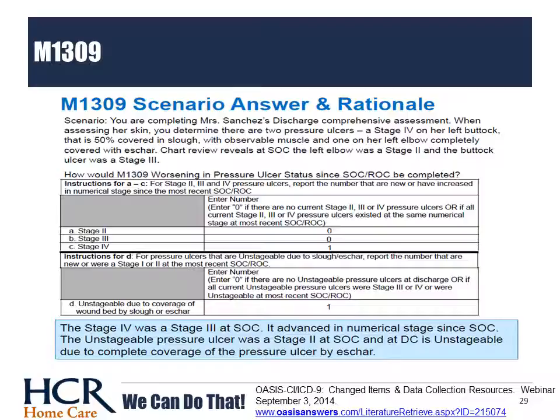So again, we do have an unstageable pressure ulcer present, and it has worsened since the recent start of care, resumption of care, so we would indicate that there is 1 worsened unstageable. Now we don't have any stage 2 pressure ulcers presently, so we would put in a 0 there, and we don't have any stage 3 pressure ulcers presently, so we would put in a 0 there.